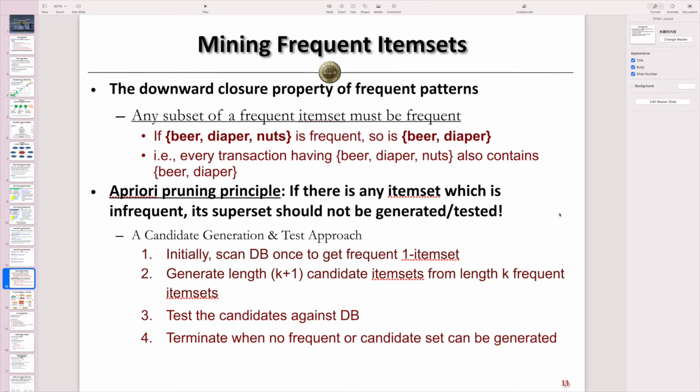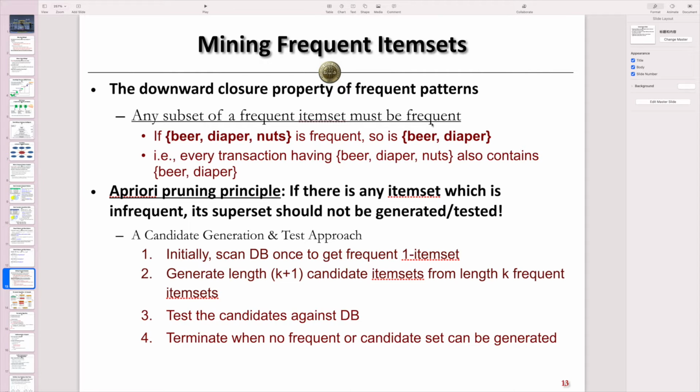Okay, so before we talk about the algorithm we need to use for mining the frequent patterns or item sets, we also need to introduce some properties we discovered about the mining process. The first property is called the downward closure property of the frequent patterns. What does this mean? It means any subset of a frequent item set must also be frequent.